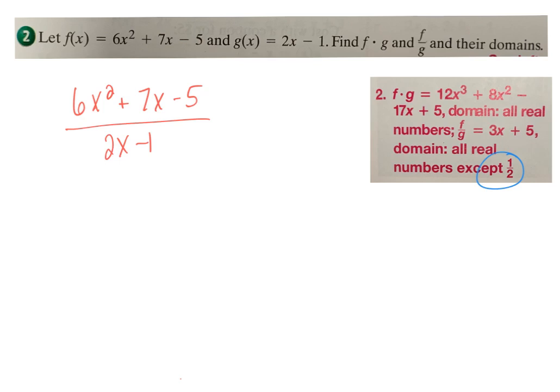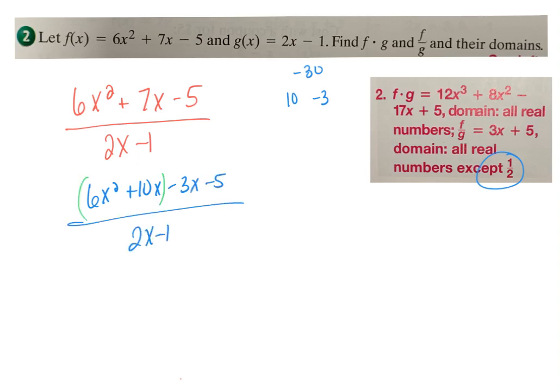We have 6 times -5 is -30. Factors of -30 that add up to 7. So positive 10 and -3, right? So we have 6x squared plus 10x minus 3x minus 5 over our 2x minus 1.